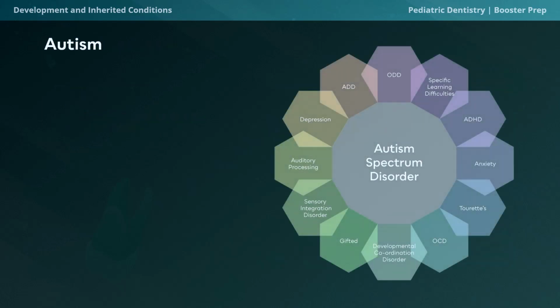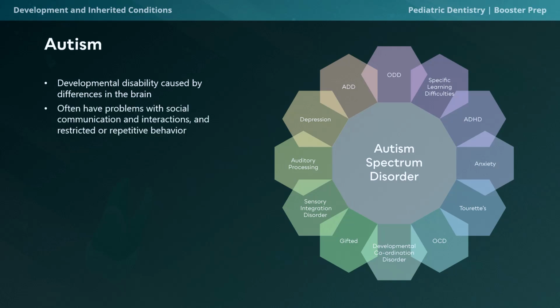Next, we'll discuss autism. So, autism spectrum disorder is a developmental disability caused by differences in the brain. Those diagnosed often have problems with social communication and interactions, as well as restricted and repetitive behaviors. It's really important to note that autism is a spectrum, which means that there's a wide range of symptoms, as we can see on this diagram.